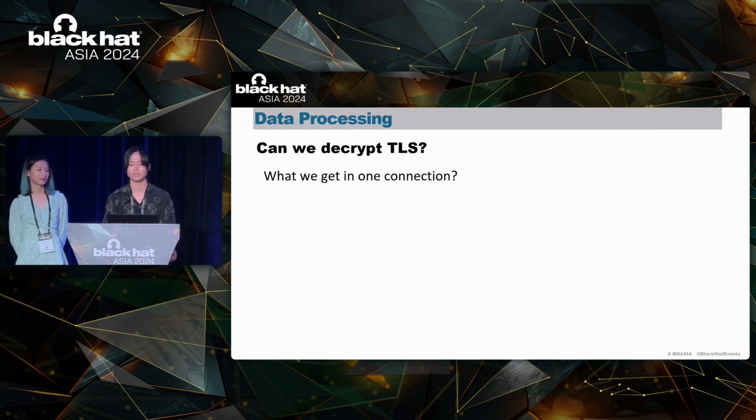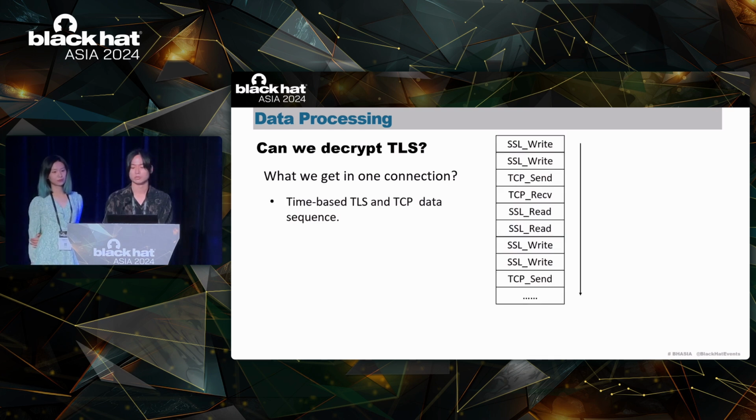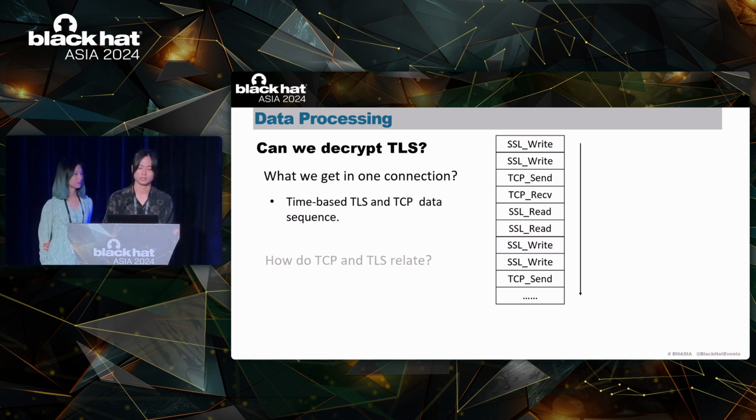Okay, thanks Maggie. In the last section, we have captured all the data we need. Then it's time to discuss how we use this data to unlock the encrypted treasures. Obviously, the most glittering treasure is TLS, and here is the time-based TCP and TLS data sequence in a single connection. Nevertheless, how do TCP and TLS relate to each other? Let's dive into the TCP and TLS workflow.